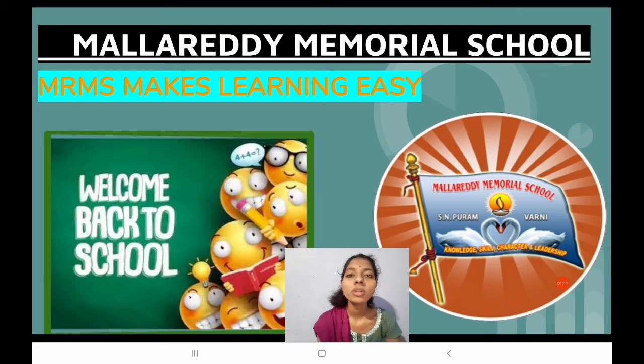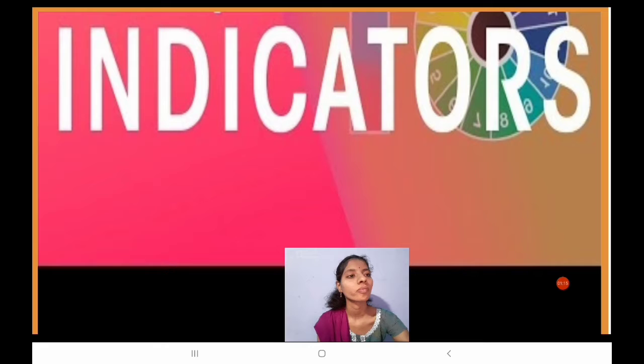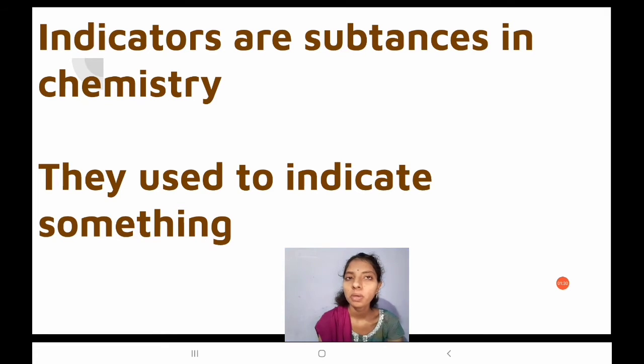Today we are going to learn the topic from acids, bases and salts. Indicators. Indicators are special terms in chemistry. As the name suggests, they are used to indicate something. So, indicators are substances in chemistry. They are used to indicate something. Let's see how.